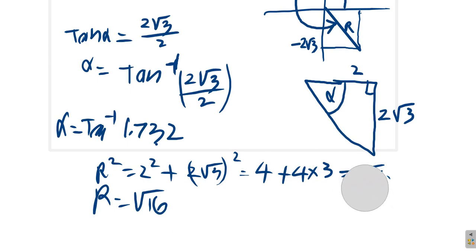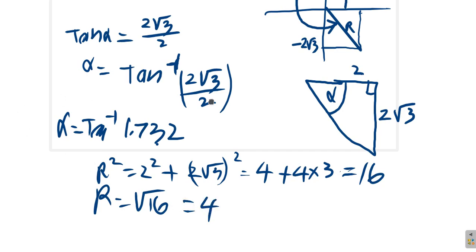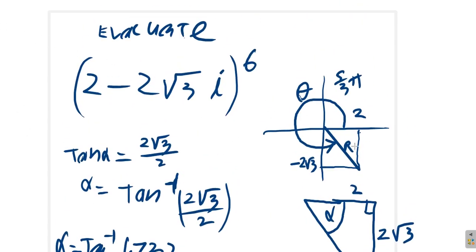Let me redo this part. R squared is 16. So r is the square root of 16, which is 4. So r equals 4. Alright?